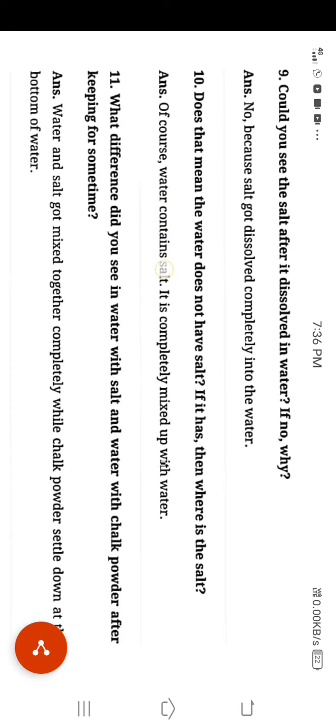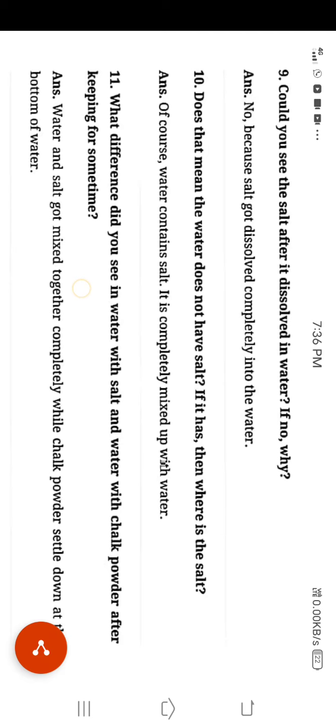Does that mean the water does not have salt? If it has, then where is the salt? So the answer is, of course, water contains salt. It is completely mixed up with water, that is why it cannot be seen.